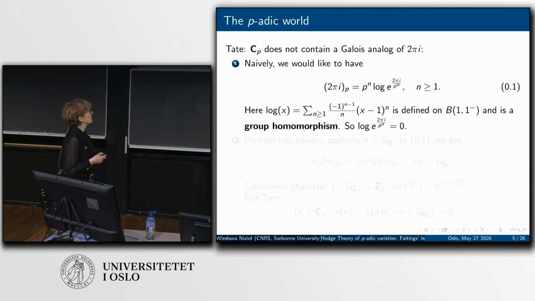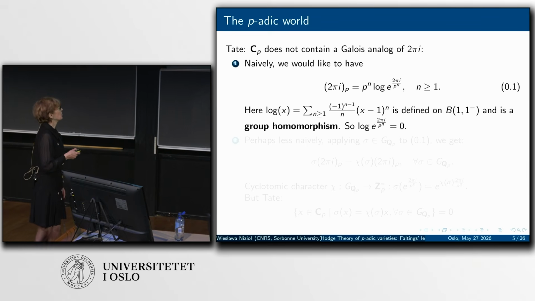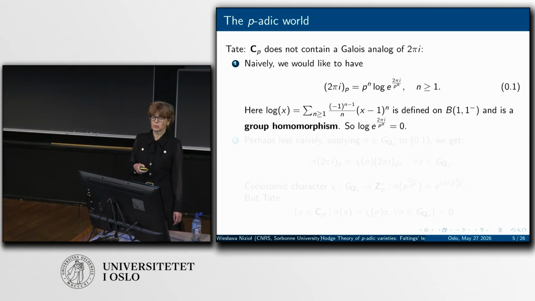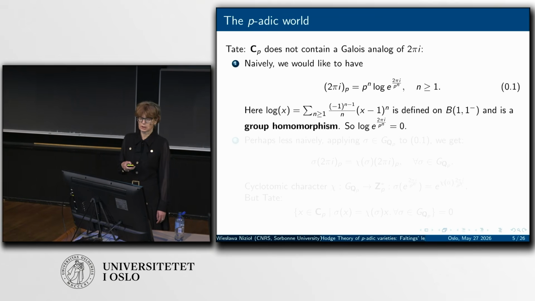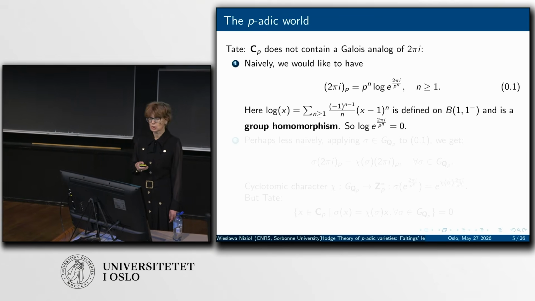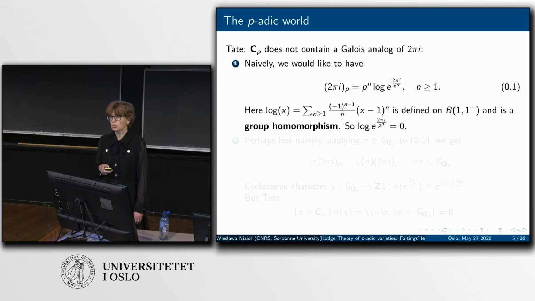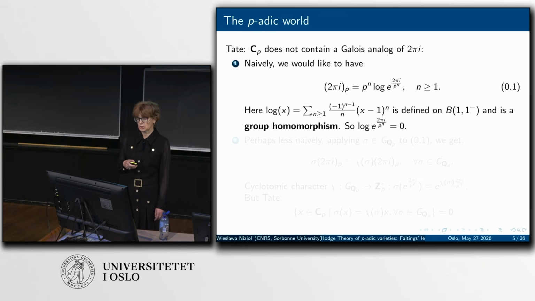So first, a naive argument here. I wrote some formulas. So when we think about the p-adic analog of 2 pi i, we can think that it should satisfy this formula I wrote. So for any n, we should be able to write it as p^n log of a p^n-th root of unity. So this log is the p-adic logarithm. It's defined on an open ball of radius 1 around 1, and it's actually a group homomorphism. So this log you see there is actually 0, so no, this is not going to work.